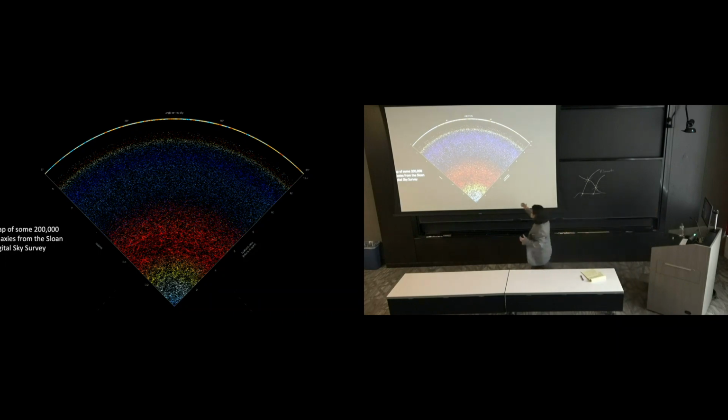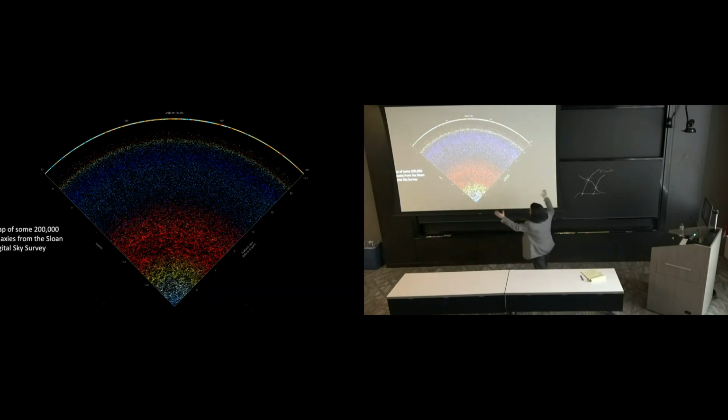Now this is an even more modern survey. The Sloan Digital Sky Survey, I think a decade or so ago, went and tried to catalog way more, something like 200,000 galaxies that we could see. One of the great things about the Sloan Digital Sky Survey is that it could also look at very distant galaxies that were point faint. And so this is a plot. We live here.